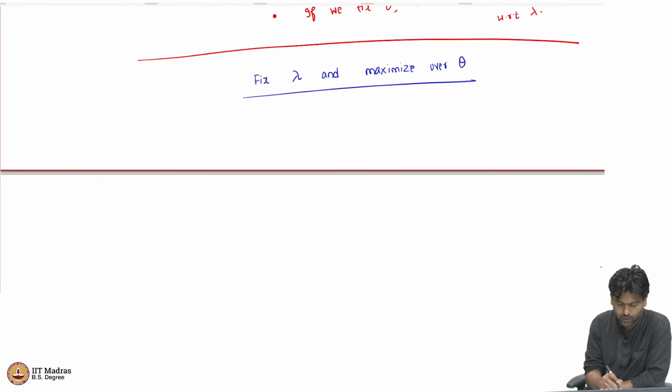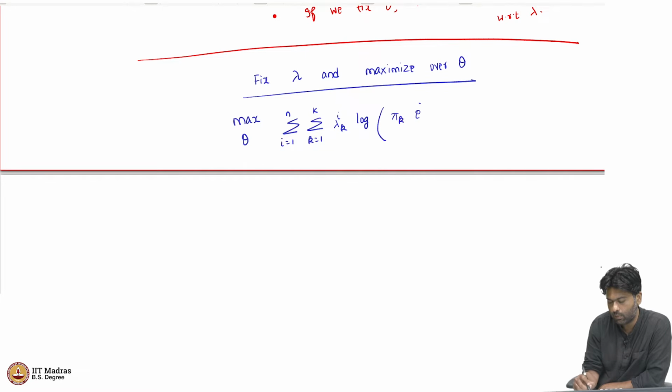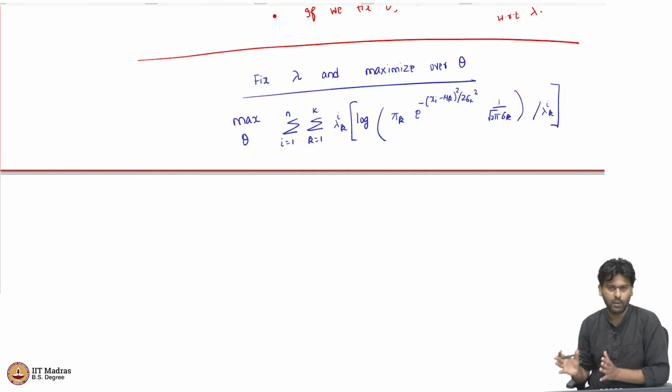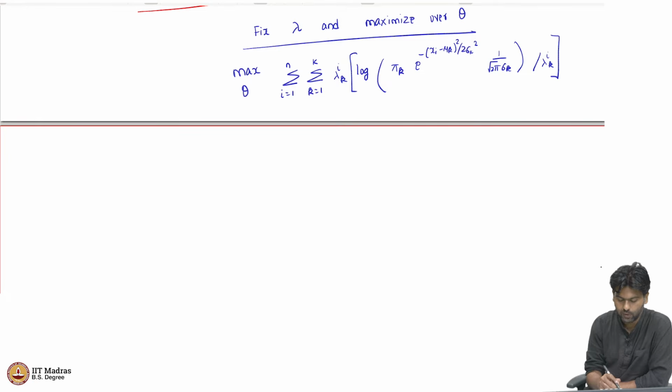Okay. So, what is the actual function? Well, this is maximize over theta. When I say theta, again the set of parameters that we have been looking at, sum over i equals 1 to n, sum over k equals 1 to K, lambda i k, logarithm of pi k e power minus (xi minus mu k) squared by 2 sigma k squared into 1 by square root 2 pi sigma k, divided by lambda i k. Now, when I say we fix lambda, we are going to treat lambdas as constants, right. So, how does that help us?